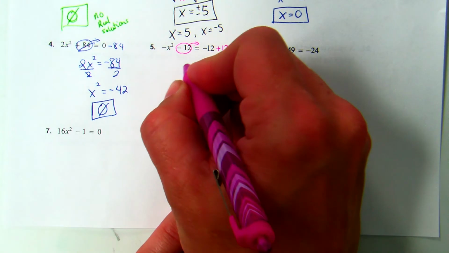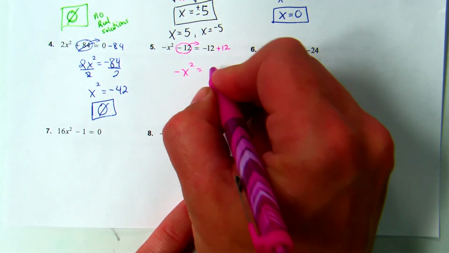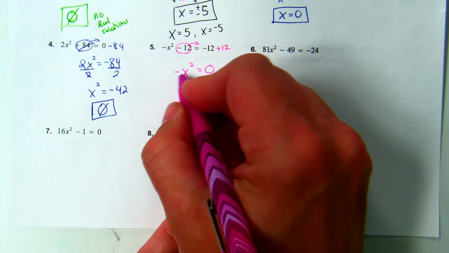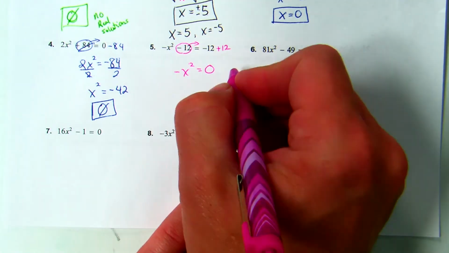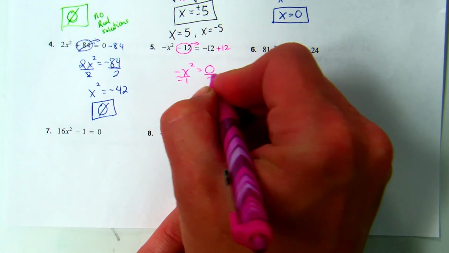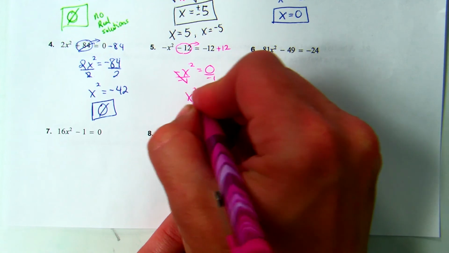Alright, so then we're going to have negative x squared on the left. Negative 12 and positive 12 becomes 0. And then to get rid of the negative sign, I either multiply both sides by negative 1, or I can just divide by negative 1. Doesn't matter. And the negatives will cancel, so it leaves me with x squared.